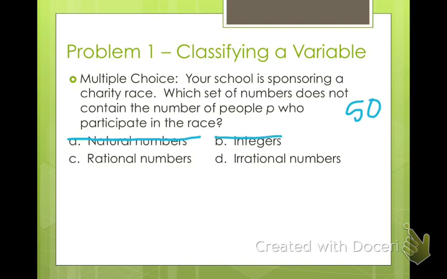What about rational numbers? Anything that's written as a fraction is a rational number. Can 50 be written as a fraction? Sure, we can write anything over 1, right? Would it be an irrational number? Can we have an irrational number of people going to a race? I don't think so. So I would put D as the answer, and I hope you did too.